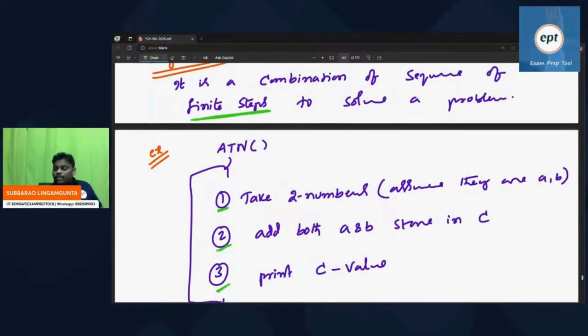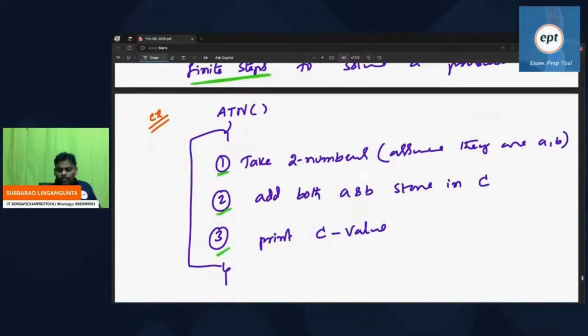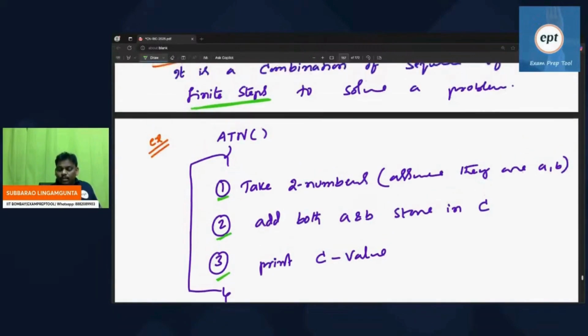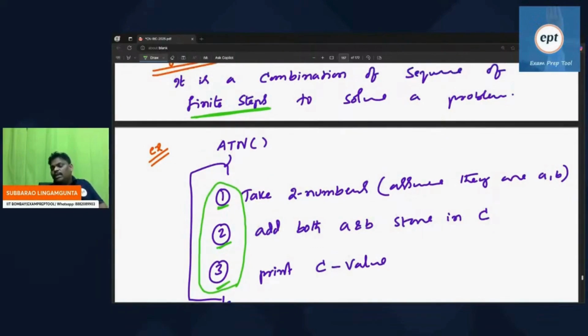It is a combination of a sequence of finite steps. Remember everyone. If you think the second one is not required, then why did you write it? If you think the first one is not required, then why did you write it? If you think the third one is not required, then why did you write it? So remember, algorithm means a combination of all these three is required. If I feel something is not required, I don't write it. It is a combination of all three, compulsory.